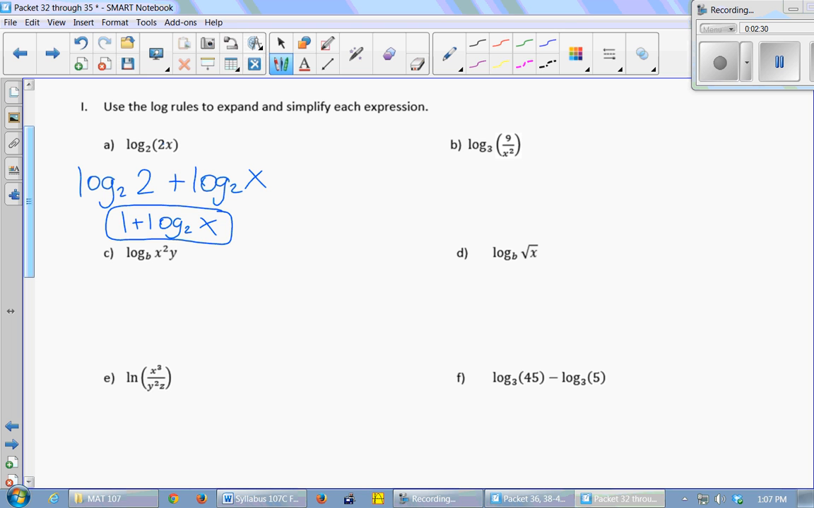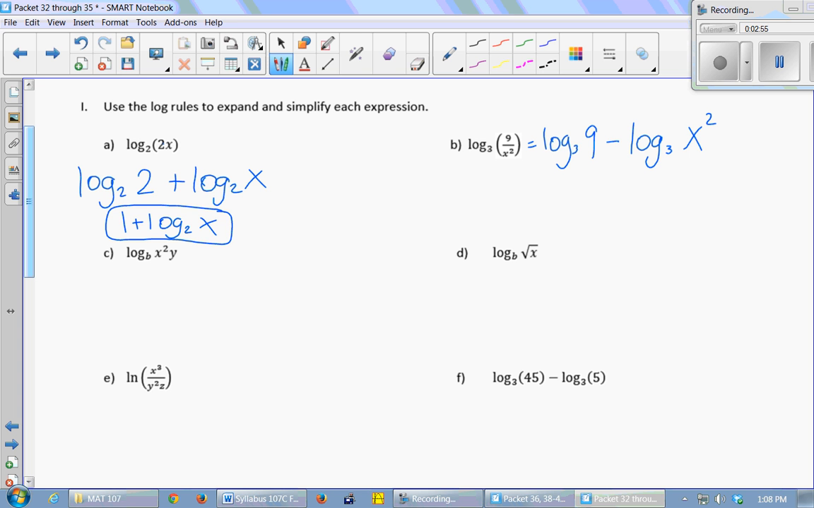All right, so let's look at b here. We have log base 3 of 9 over x squared. So that's a quotient. That's the log of a quotient. And I can expand that to be the difference of 2 logs. So this would be log base 3 of 9 minus log base 3 of x squared.